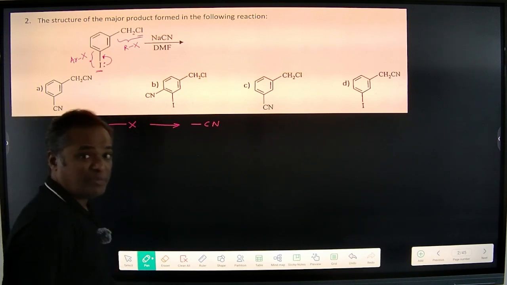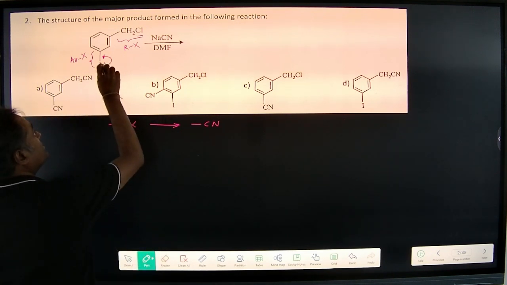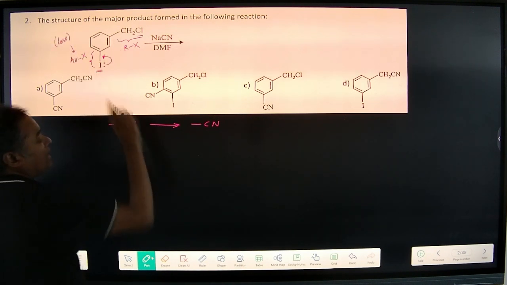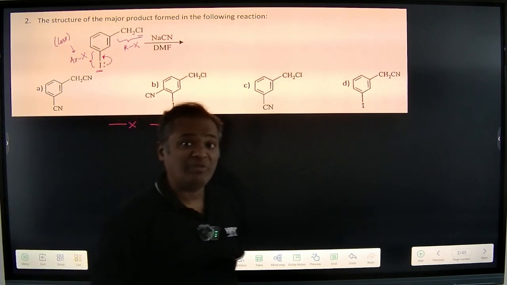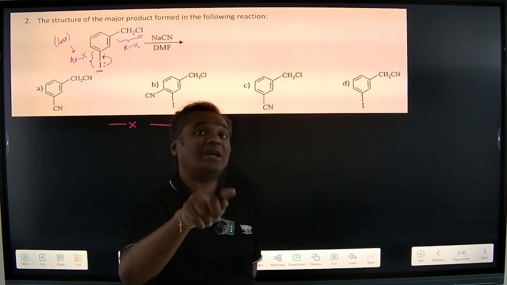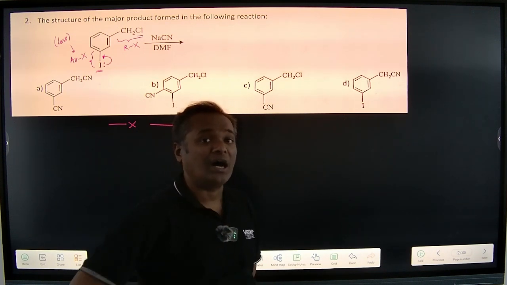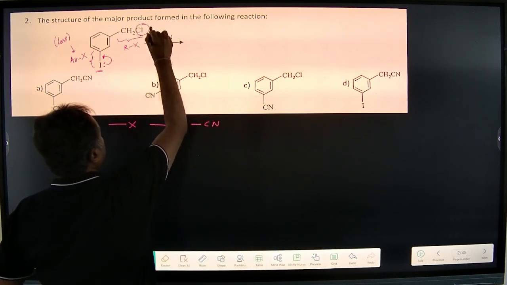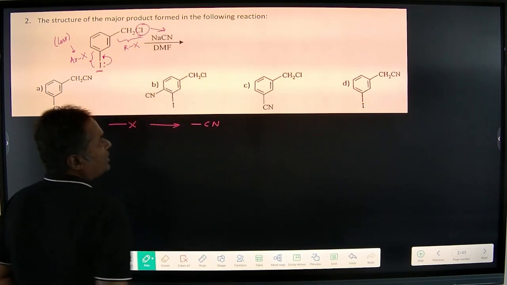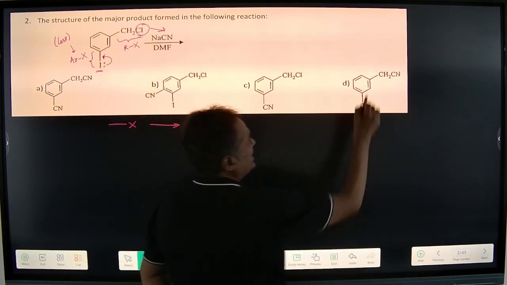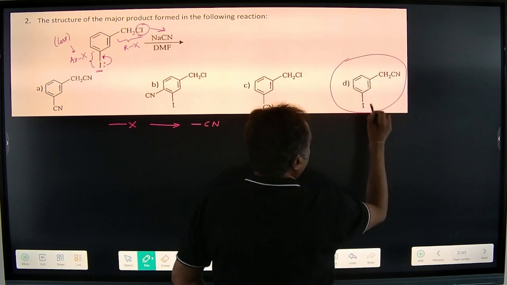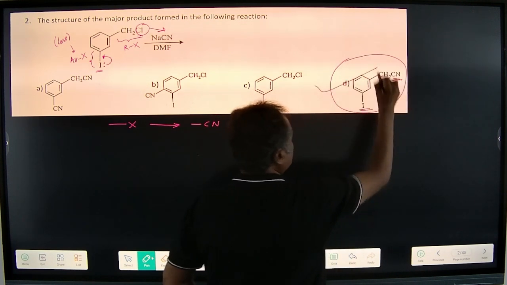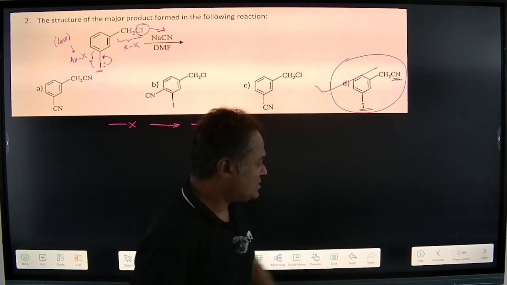Now, when you talk about reactivity, child, in aryl halides the halogen is involved in resonance with benzene. That means they will be less reactive as compared to alkyl halides. So whenever you do a treatment with sodium cyanide, your alkyl halide will get substituted, not the aryl halide. That means, as per the case, your chloride only should get replaced by cyanide, not the iodide. The most correct option you can see is D, where your iodide is not changed and your chloride has been substituted. That means your correct answer is D. I hope this is clear, child. Let us take the next question we have.